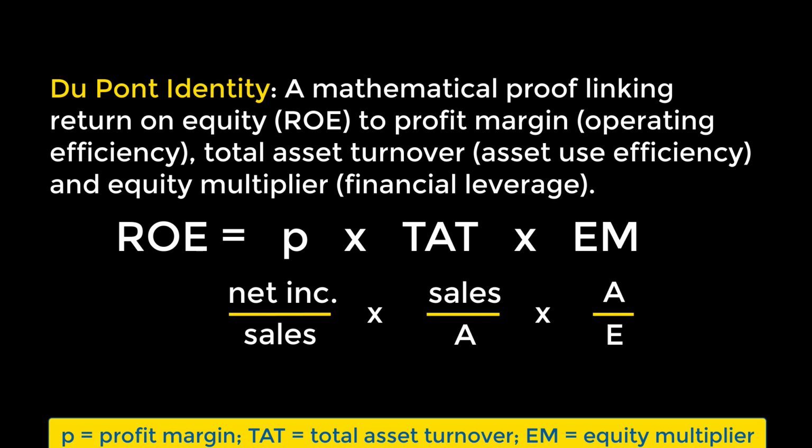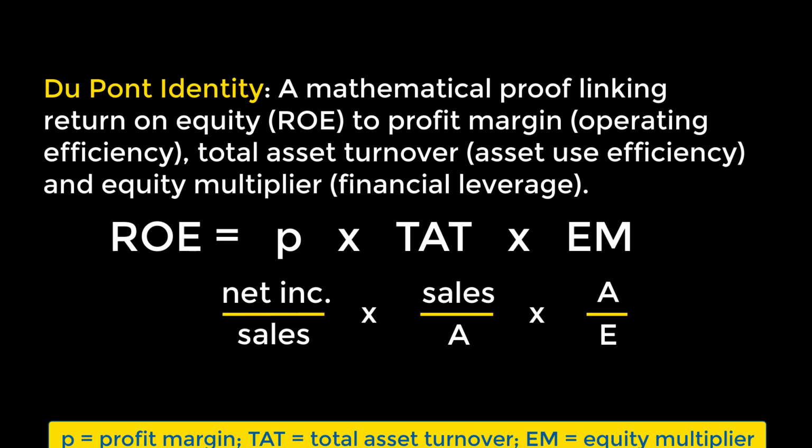Basically, return on equity is affected by 3 things. Operating efficiency, represented by profit margin, asset use efficiency, represented by total asset turnover, and financial leverage, represented by the equity multiplier. If our ROE goes up or down, we know exactly what variables to look at to determine why. We can use the identity to solve for missing information, so let's try it out in this sample problem.